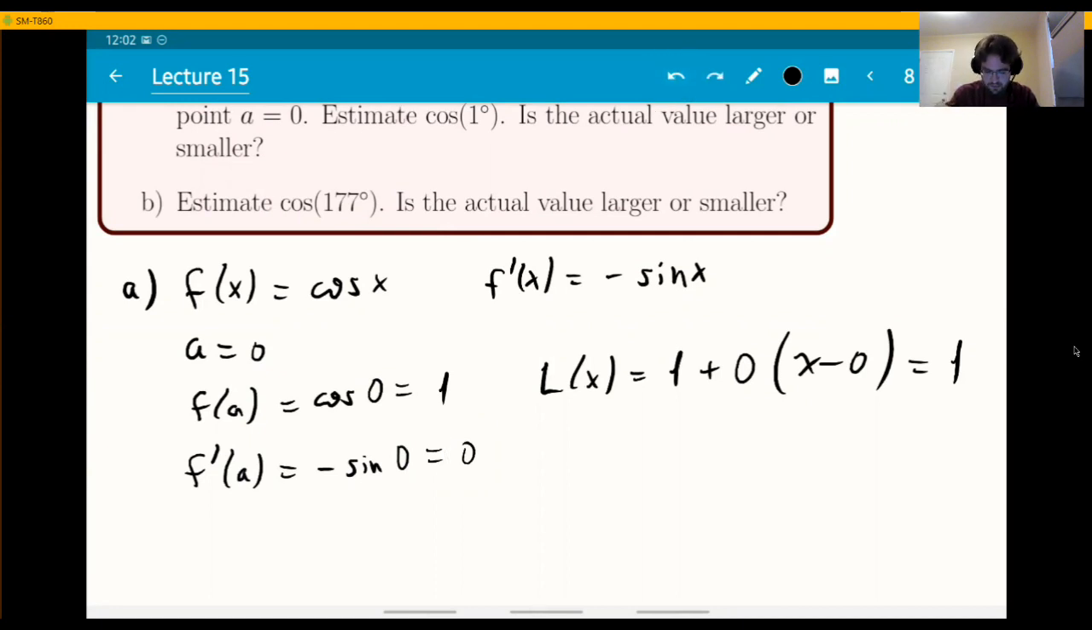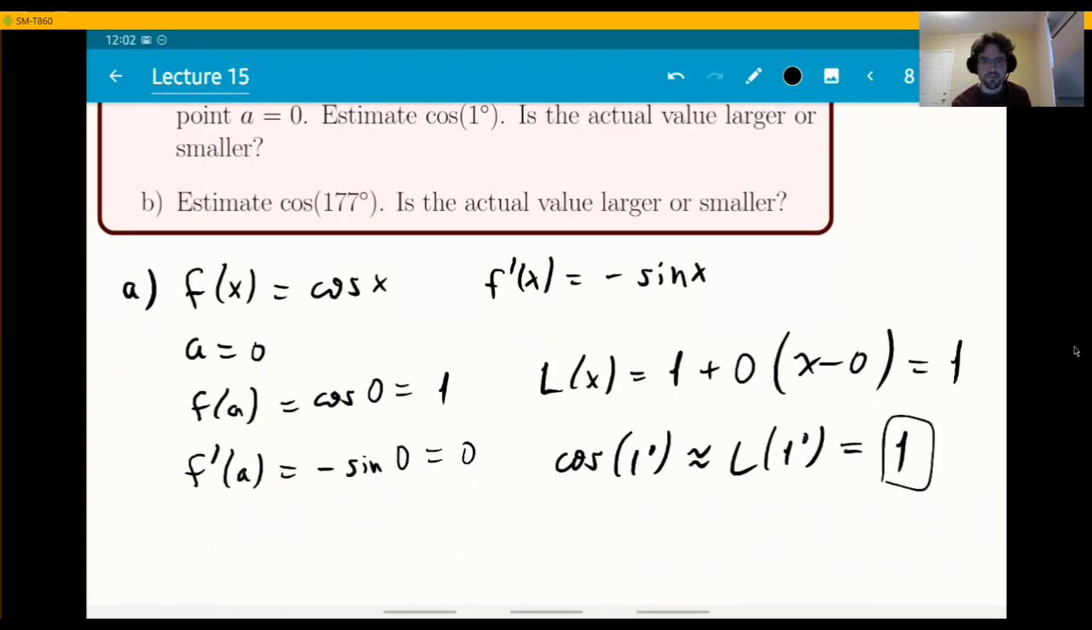So basically this is telling you that cosine of anything close to 0 is equal to 1. In particular, the cosine of 1 degree is approximately L of 1 degree, which is 1. L of anything is 1. That is your approximation. Not a very useful one. This approximation would give you 1 for any small angle. That is not very useful. But what is going to be useful is knowing at least, is that actually larger or smaller?